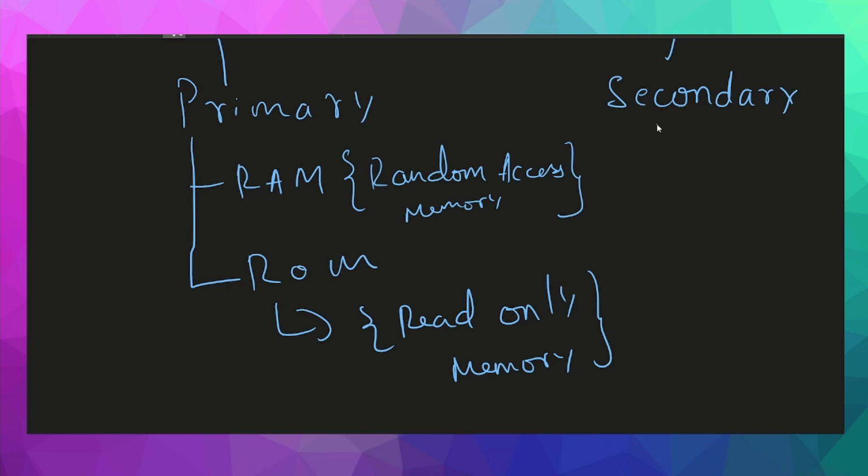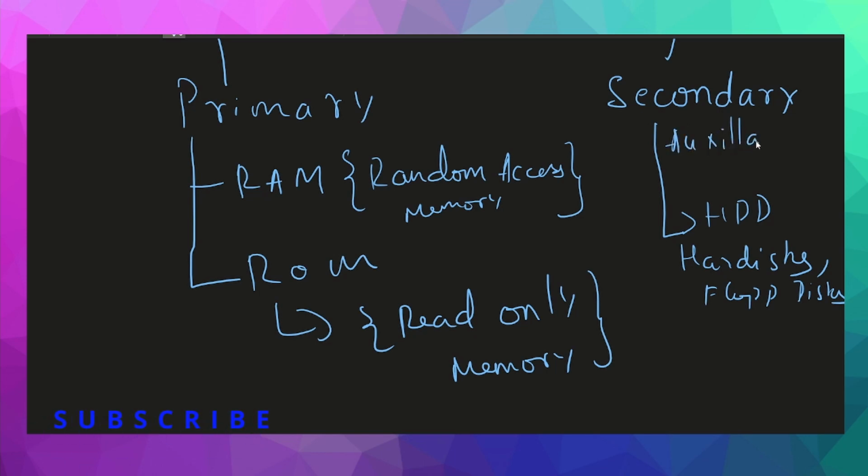So secondary memory consists of HDD, which means hard disks, and floppy disks. It is basically the auxiliary memory.